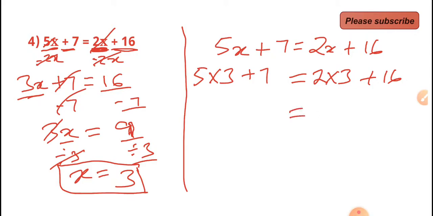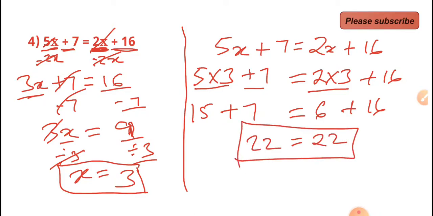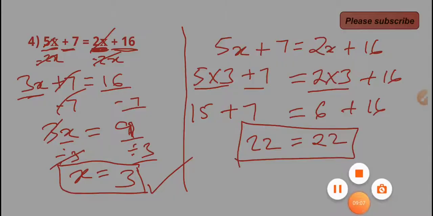Now following the rules of BIDMAS, 2 times 3 is 6, and then add the 16. On the left hand side, 5 times 3 is 15, and then add the 7. So 6 add 16 is 22, 15 add 7 is 22. So as you can see, they are equal, so our answer is correct. In question 4, x is equal to 3.